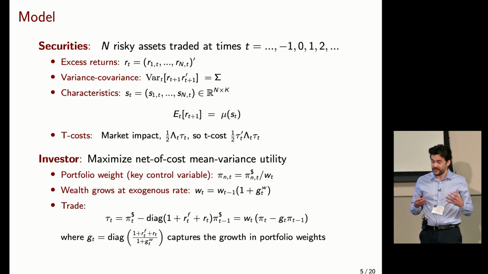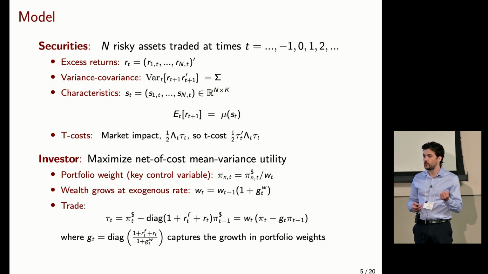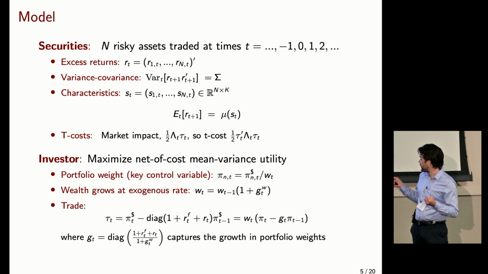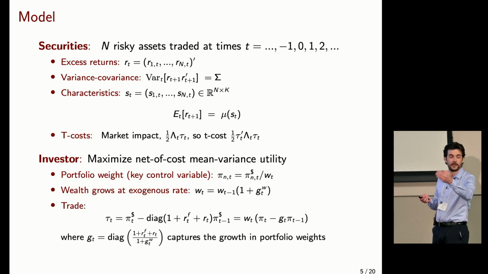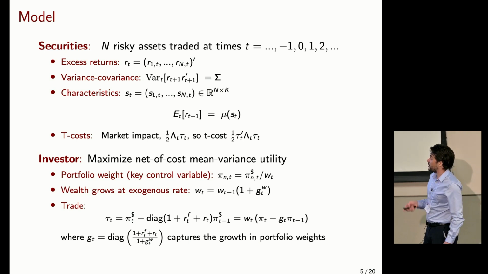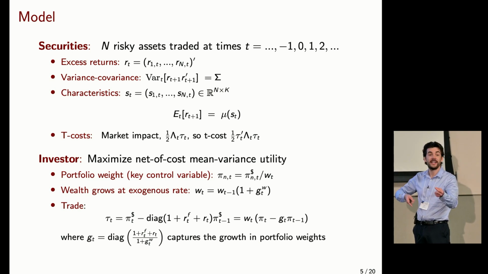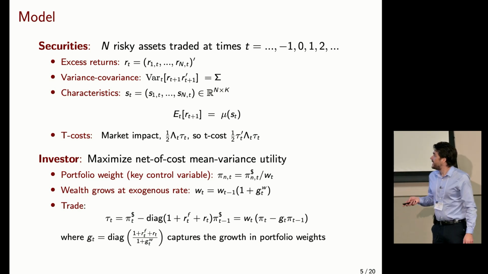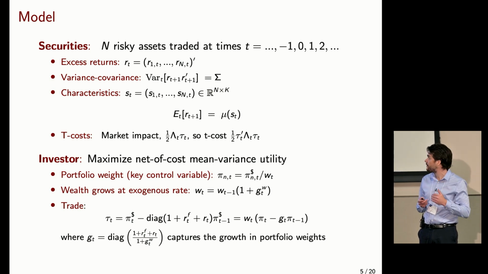Now, we assume that the investor wants to maximize their net of cost mean variance utility. To do so, their key control variable is their portfolio weight, the relative weight that they put on different stocks. Here we're talking about fractional portfolio weights. That will be the dollars that you own in a particular stock divided by your total wealth. We assume that wealth grows at an exogenous rate, and you can think about the investor as being a hedge fund, where clients put money in and take money out of the fund. We do that partially for tractability.